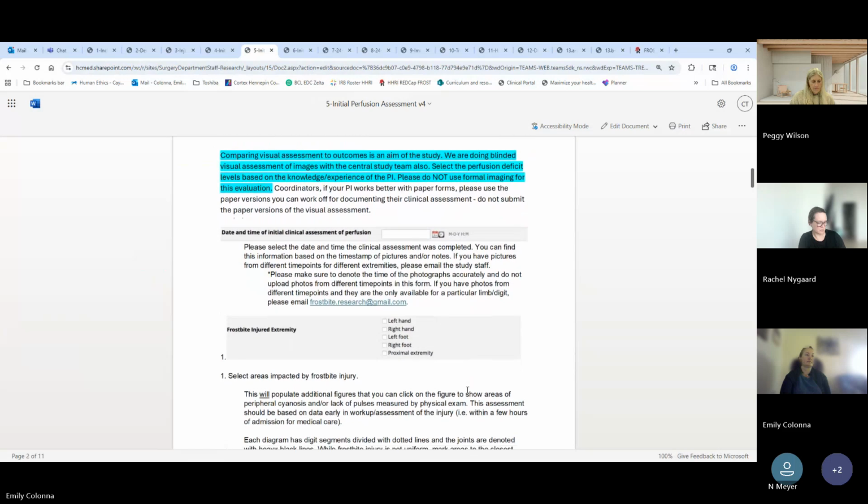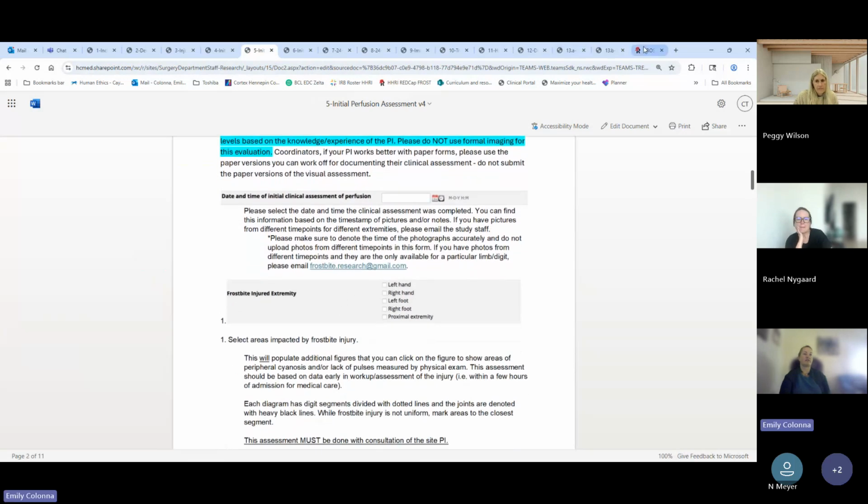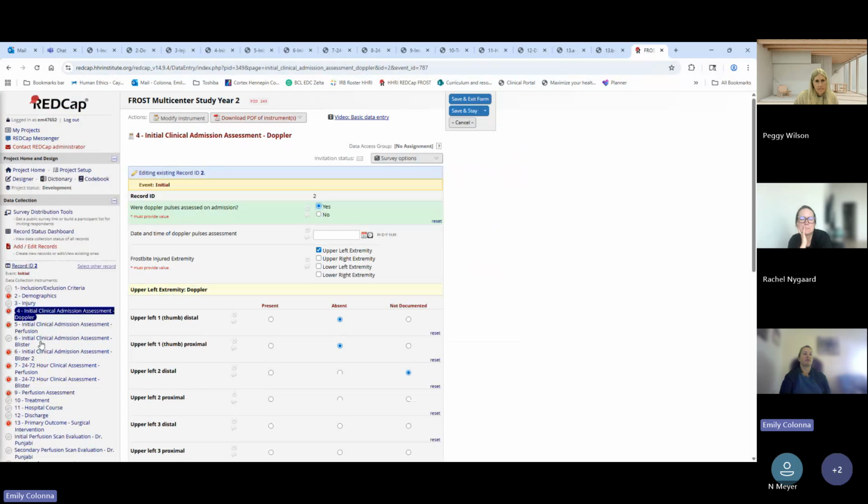So then this one, it'd be like the clickable hand in the other survey I showed you. You will select the part of the body that has the injury, and then you click on the little hand or feet.